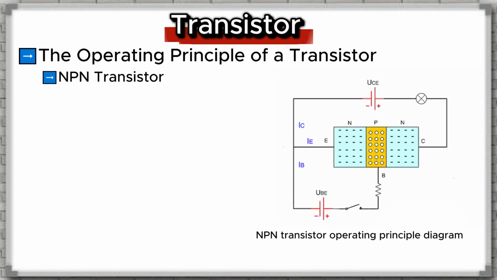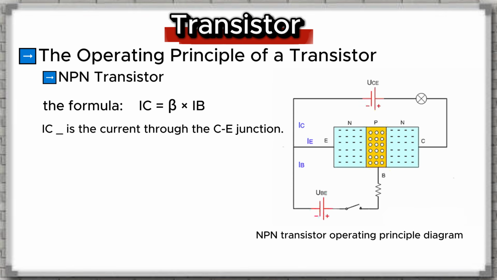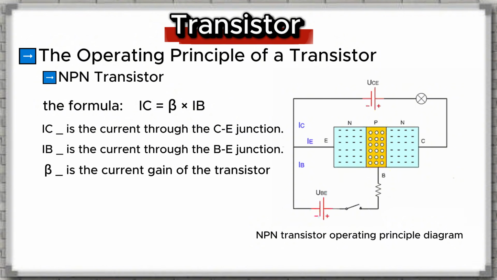That means the current IC depends directly on IB according to the formula IC equals β times IB, where IC is the current through the CE junction, IB is the current through the BE junction, and β is the current gain of the transistor. Let's explain it simply. When we apply UCE alone, electrons and holes cannot cross the PN junction.